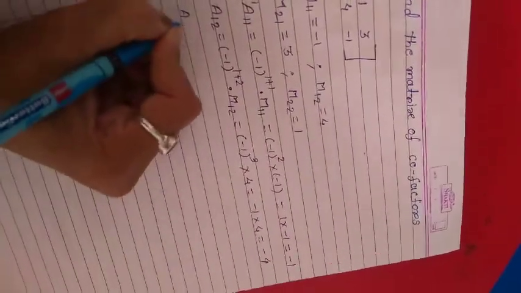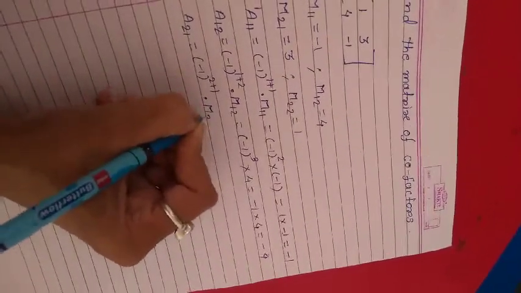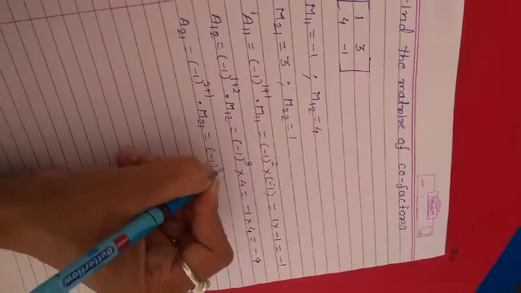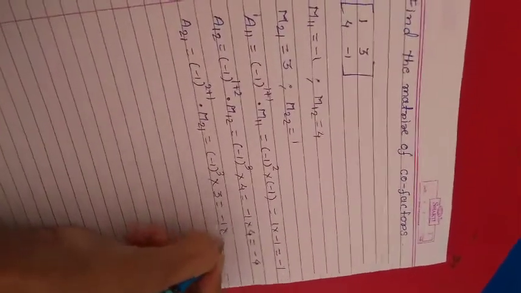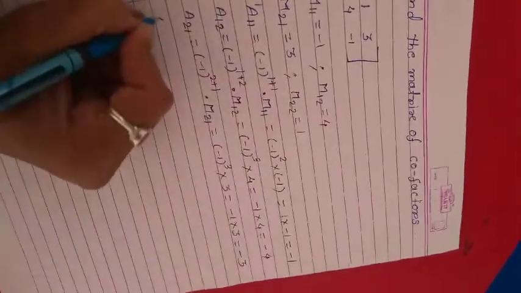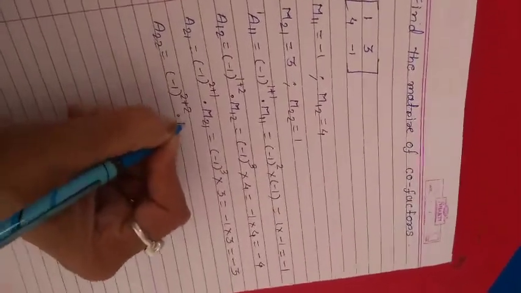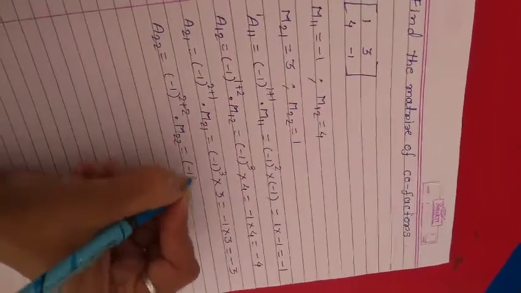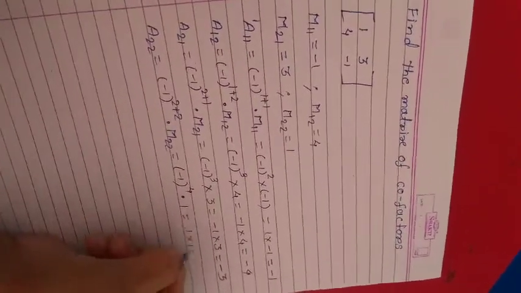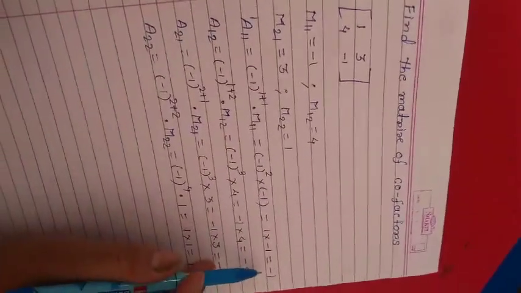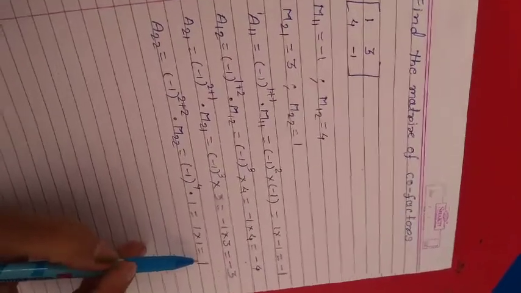Then a21 is equal to -1 to the power 2 plus 1 into m21. So -1 to the power 3 into m21, and m21 is 3. So this is -1 into 3 means -3. Now a22 is -1 to the power 2 plus 2 into m22, which is equal to -1 to the power 4. m22 is 1. So 1 into 1 means 1. So a11 is -1, then a12 is -4, then a21 is -3 and a22 is 1.